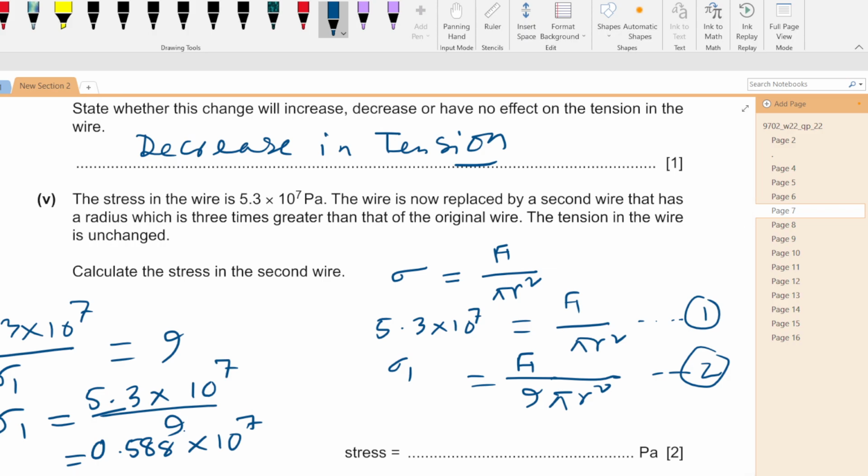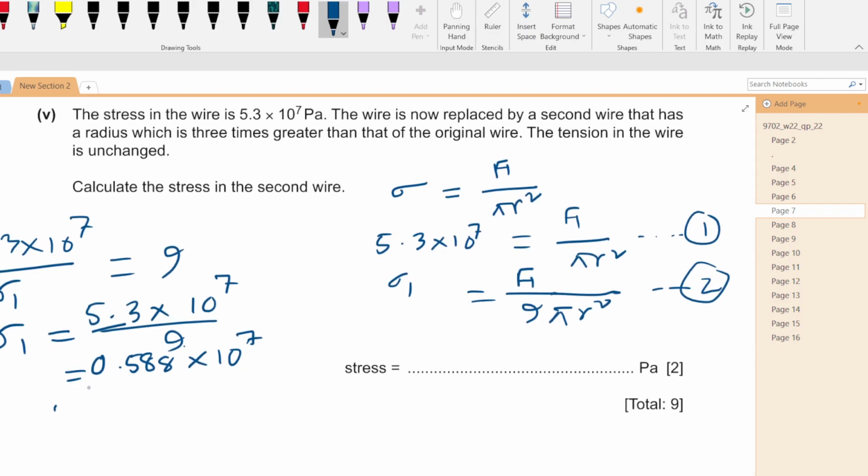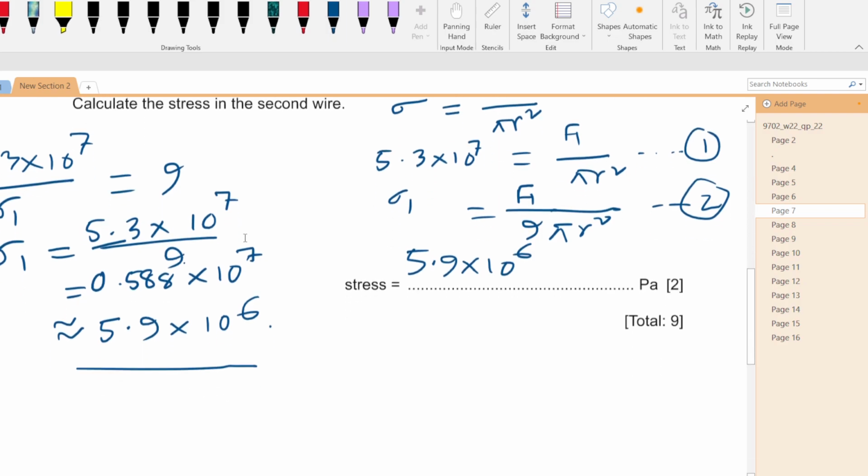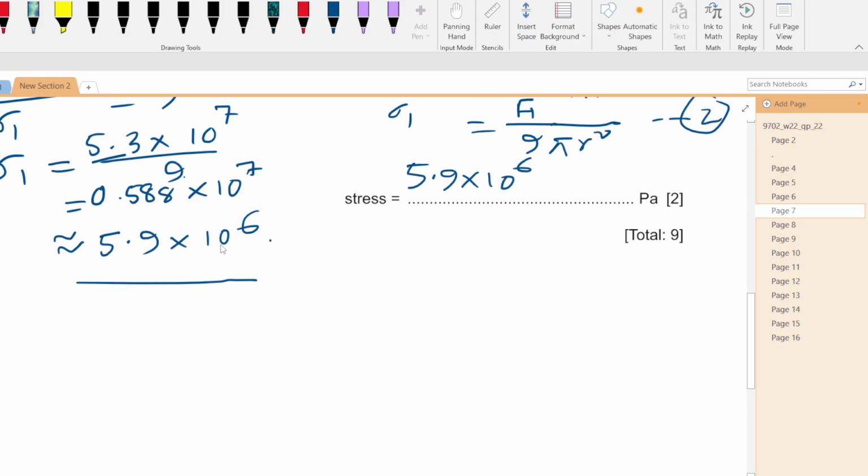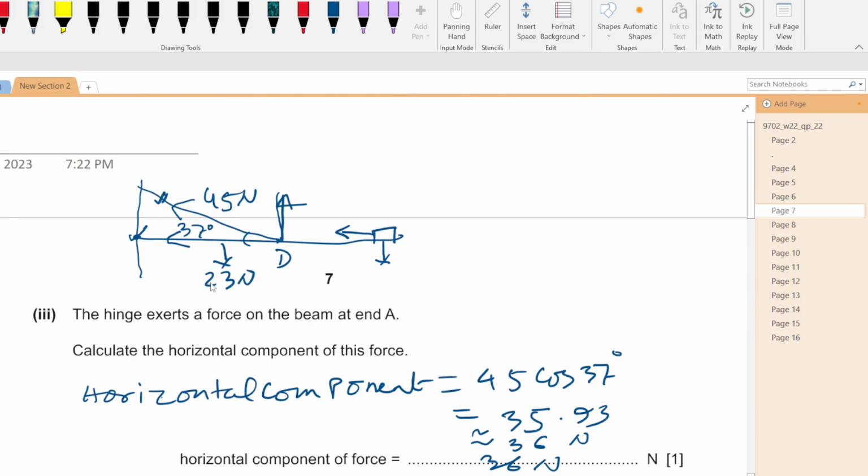Now in standard form, 5.9 into 10 to the power 7 Pascal. Sorry, not 10 to the power 7, it is 10 to the power 6. This is the stress of the second wire. And write 5.9 into 10 to the power 6 Pascal. This is the last portion of this question 3.